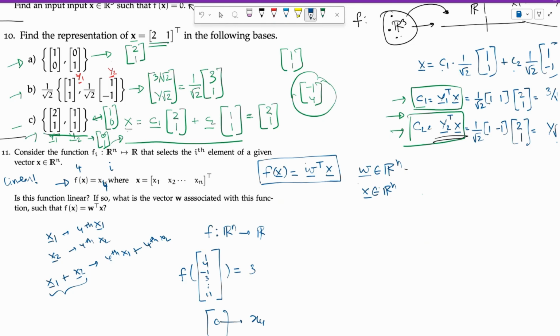Now, it's a linear function. Can you tell me what the corresponding w is? I'm essentially saying I have this box to which I put in my vector, and it gives me some output. I want to replace this box by simply this vector w, such that I take the inner product of my vector with this w and get the output. What will that w be for this linear function? That's the question.